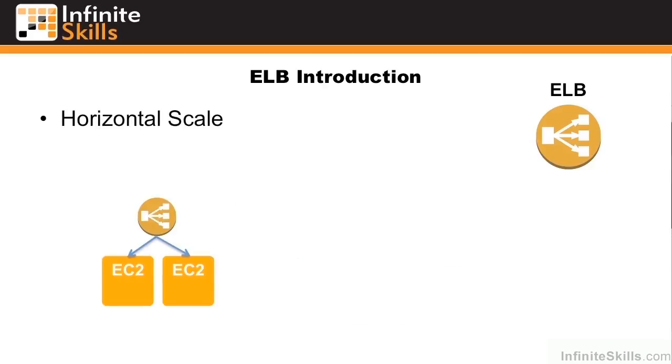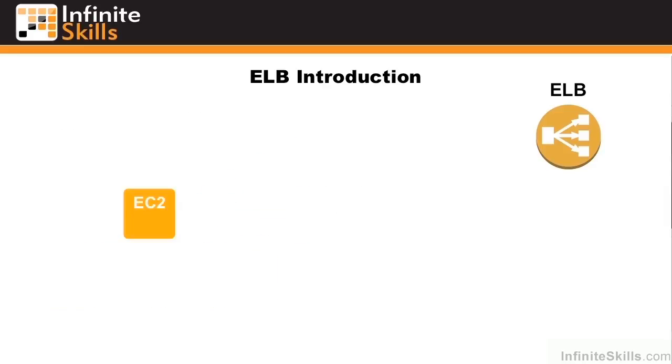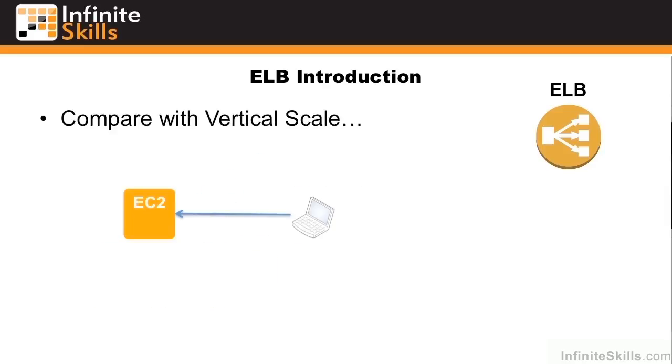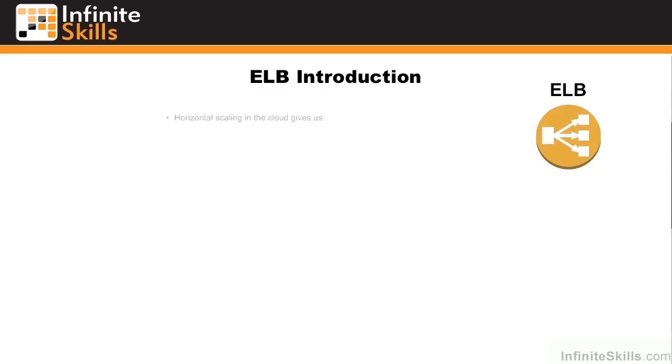If we look at horizontal scale, here we have the elastic load balancer at the top with two EC2 instances behind it, which is great for a single user. But when many users come and hit the site, we can simply grow out more EC2 instances. If you compare that with vertical scale, here we have a single EC2 instance. When users hit that instance, we can add more resources to that single instance, but you eventually run out of RAM, CPU, and so forth in a single instance.